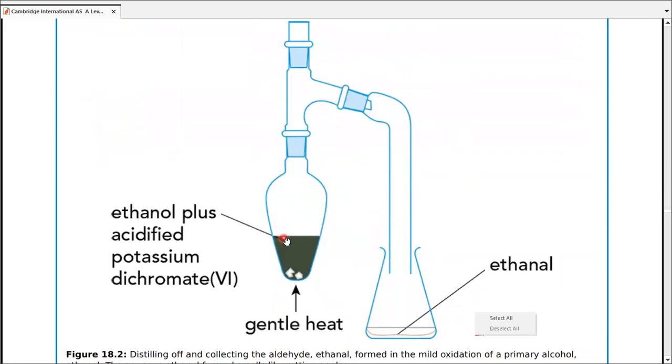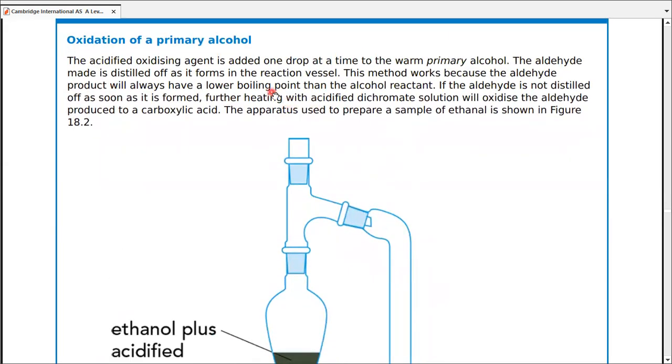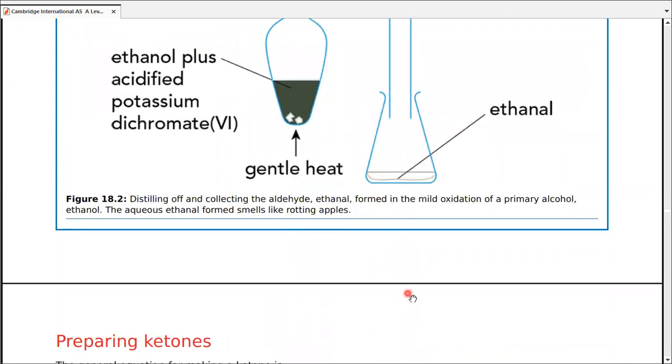We can't let it stay inside the reaction mixture, and that's what stops it from being converted into the counterpart carboxylic acid. So the reason is also mentioned over here. Since the aldehyde has a lower boiling point than the alcohol reactant, it's easier to actually reflux it and move it to the other side. If the aldehyde is not distilled as soon as it is formed, upon a little bit of further heating, the acidified dichromate solution will oxidize the aldehyde into a carboxylic acid and the product would be changed.